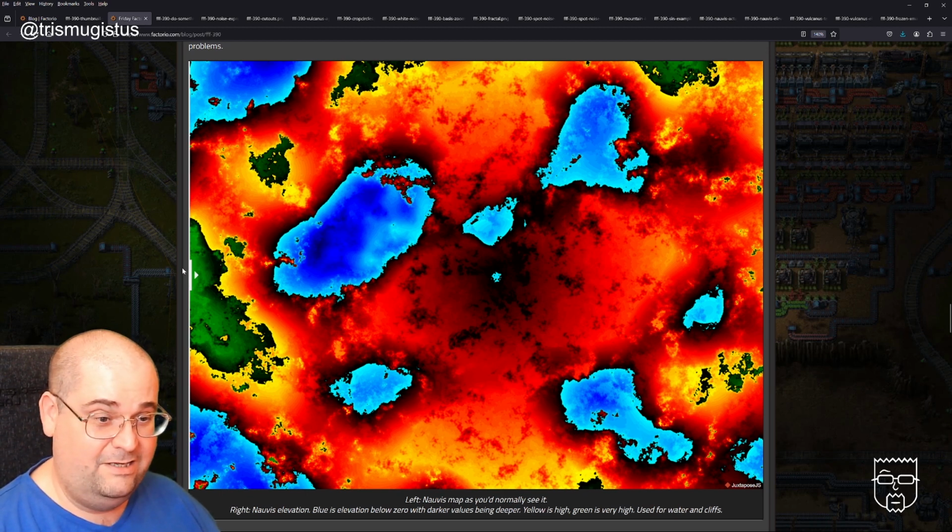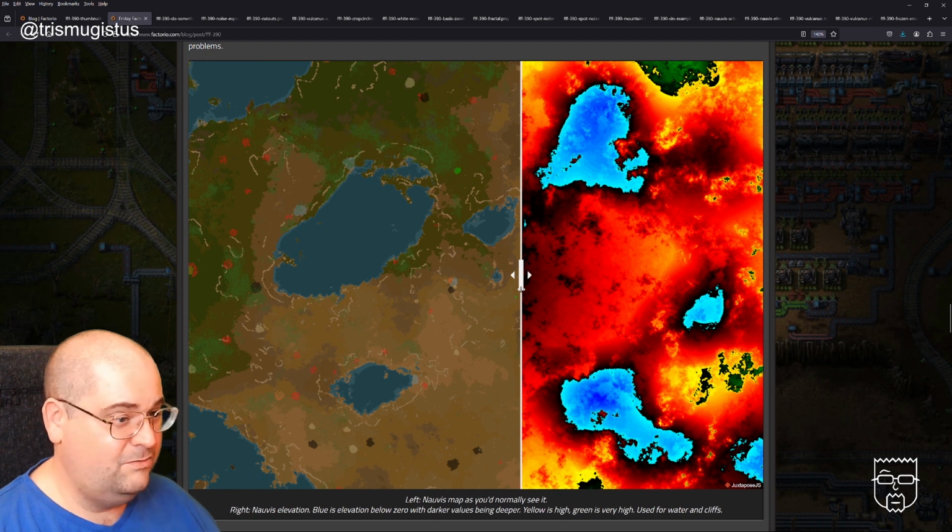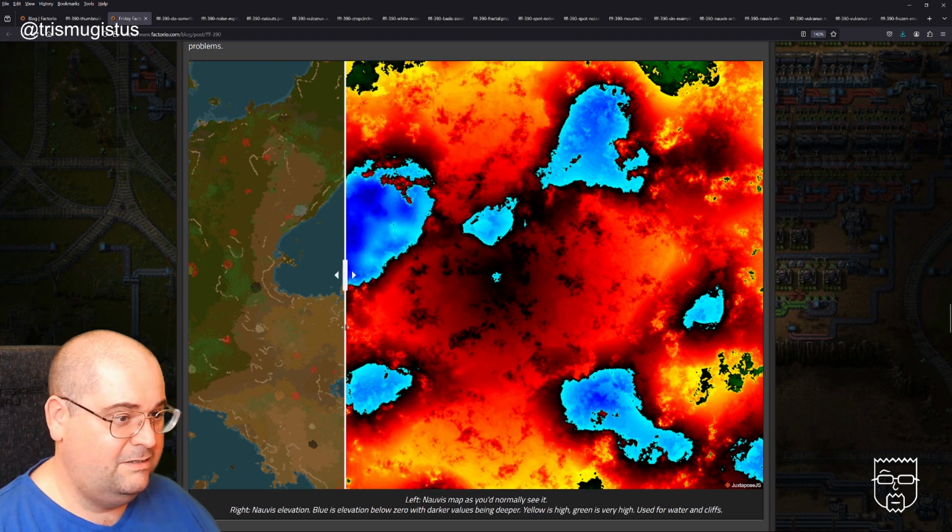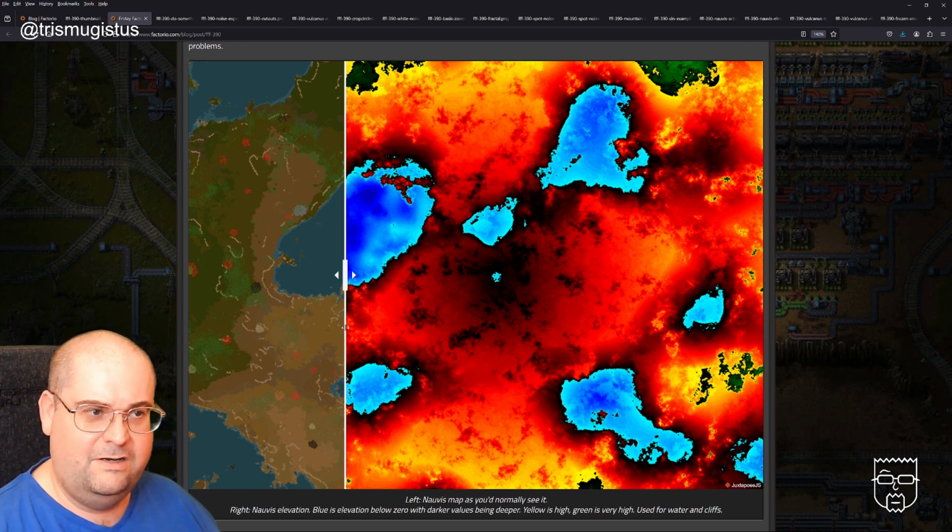I'm guessing this is trees. Let's have a look. Oh, it's not trees. Okay. Maybe it doesn't do it for trees, I guess because they're overlays, because it's not showing cliffs either, is it? So they're obviously a different way of doing it.